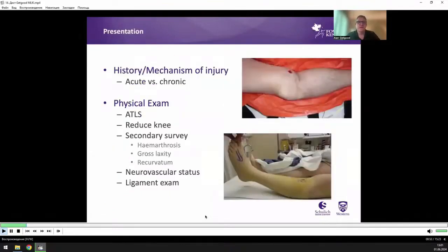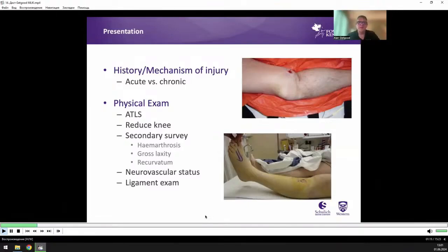In terms of the presentation, obviously it's important to understand whether this is a history of an acute or chronic presentation, and also the mechanism of injury. When seeing a video or seeing a patient or an athlete, maybe it's a little bit easier, but of course, if they're presenting to the emergency department, you don't necessarily know all of the details. So it's important to really understand that we know exactly what's going on.